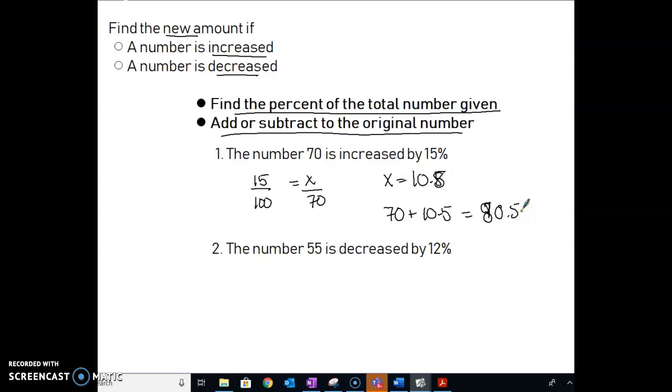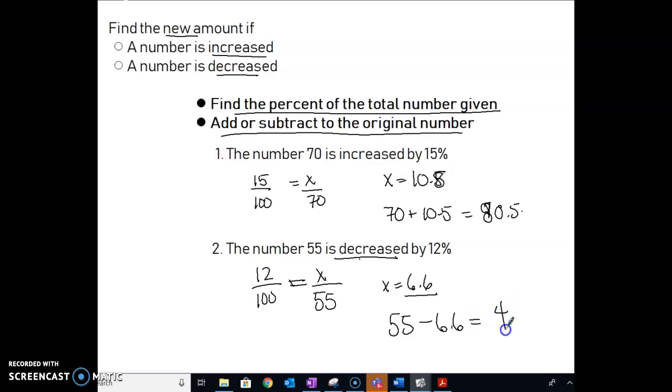80.5. Or if they said it's decreased, again, you're going to do 12%, so that's 12 out of 100. You've got to find how much it has decreased out of 55, and you're going to find that x is equal to 6.6. You're going to subtract this because it's decreased. You're going to go 55 minus 6.6. The number is now going to be 48.4 because it's decreased by 12%. So hopefully this helps you with your homework on increasing and decreasing.